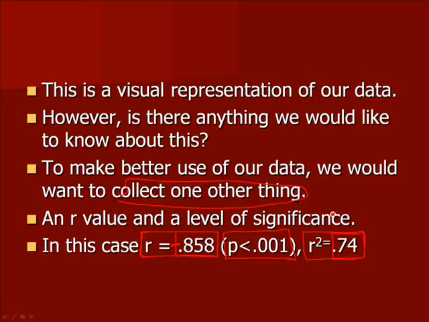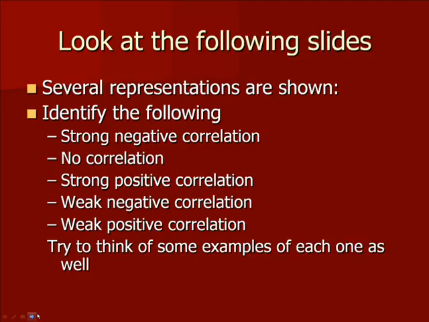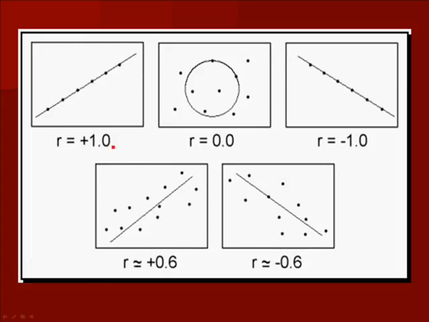For example, education might be defining that relationship between these two things. Now, what happens is this. There are several representations that can come up. What I want you to do is look at these charts and understand the fact that you can have a positive correlation that's significant, a negative correlation that's significant.